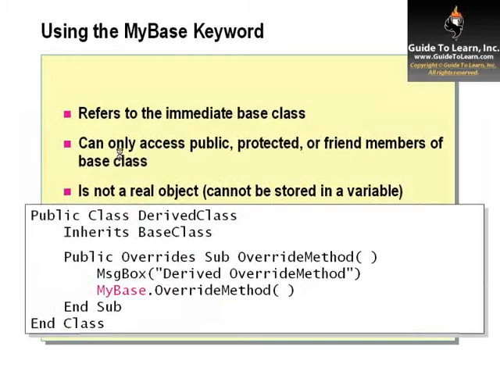There's a keyword called MyBase. It refers to the immediate base class. Meaning no matter where you are, in what class, if you say MyBase, you automatically go to your own base class. It can only access public, protected, and friend members of the base class, and it is not the real object. It's just a pointer. In this scenario, within your derived class, you can call MyBase and then call one of the functions from your base. You cannot use the Me keyword. You have to say MyBase.